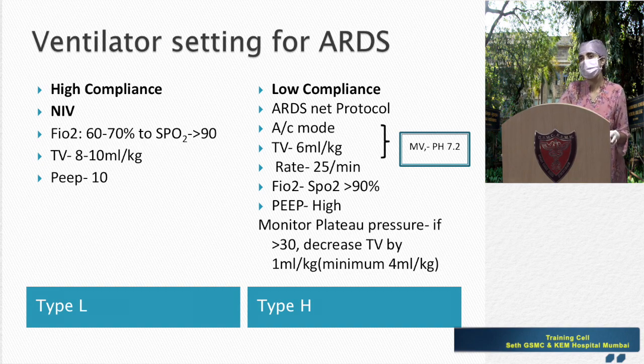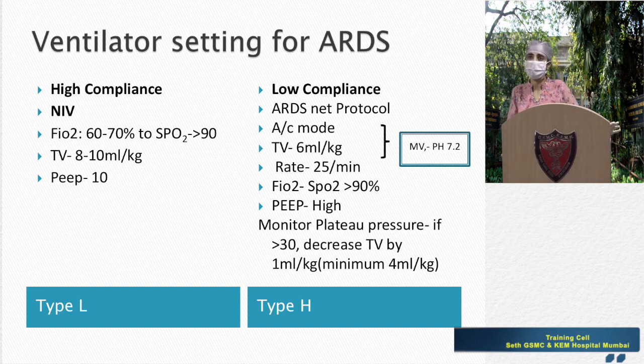But in low compliance, you have to follow the ARDS NET protocol. Generally, patients are on volume control AC mode. Tidal volume of 6 ml per kg. Respiratory rate is generally at least 25 per minute, sometimes even more is required. So you have to match the minute ventilation. Generally these patients have hypercarbia, but you have to see that pH is maintained at least up to 7.2.